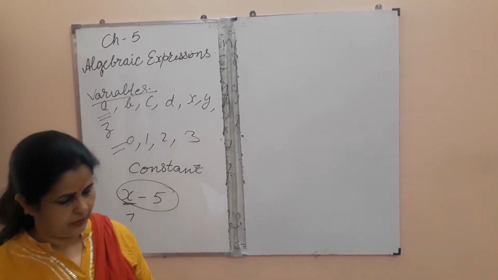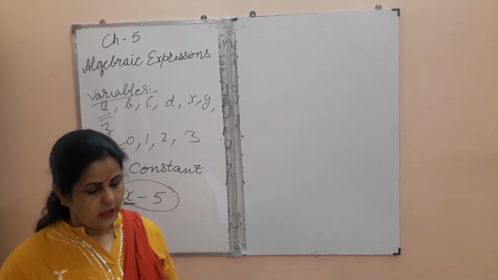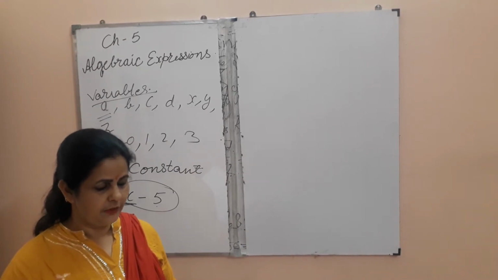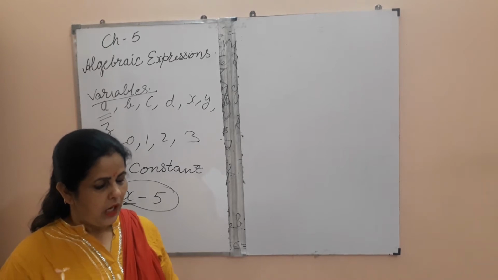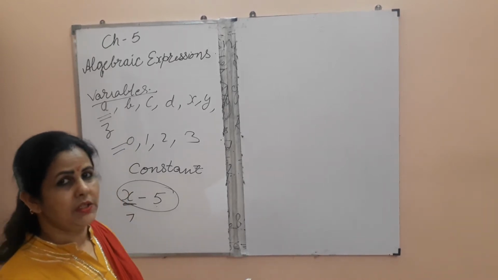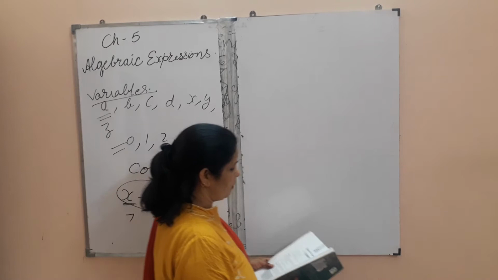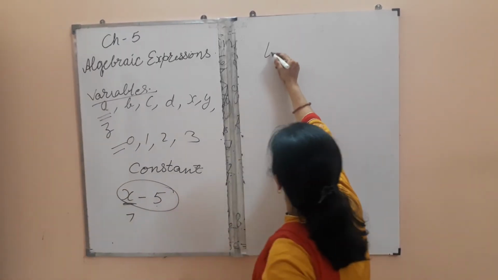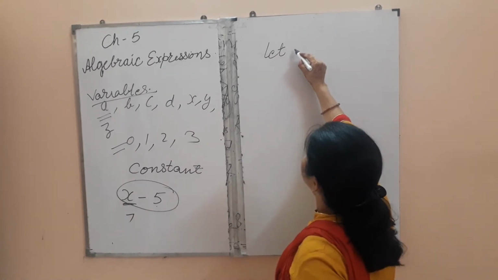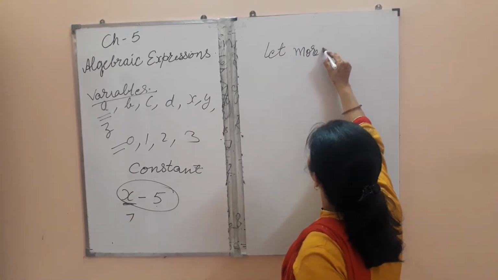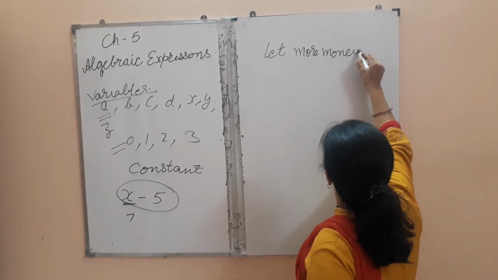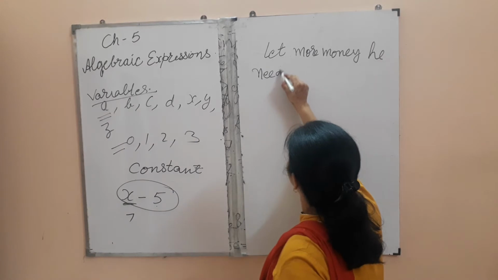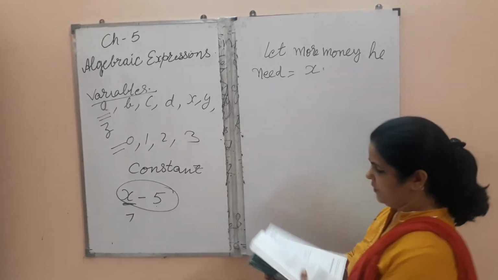Let's take one example. Rahul wants to buy a video game worth rupees 80. He has only rupees 35 in his piggy bank. How much more money does he need? We will take the more money in the form of a variable. Let the more money he needs be x.